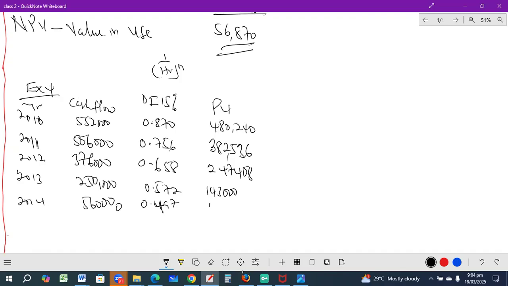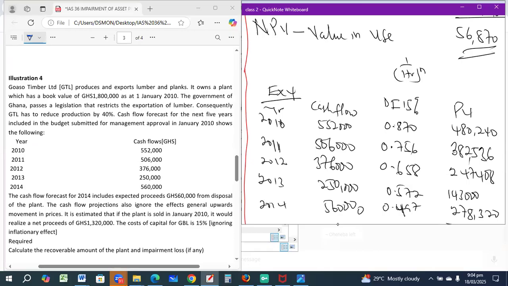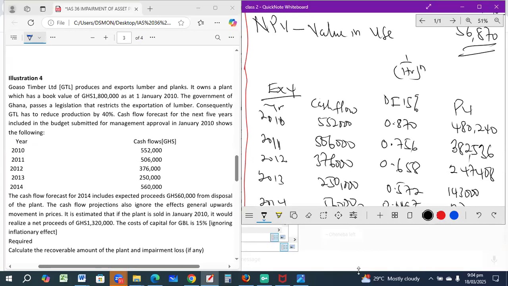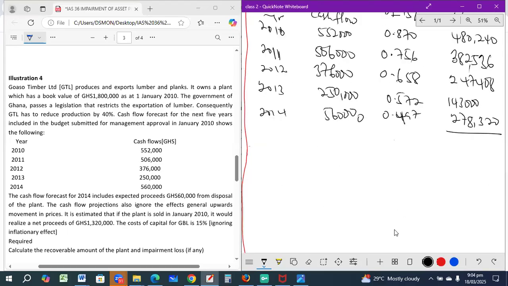Okay, so we add from the top to the down. What is the final answer? It's 1,531,504. So this is the value in use. Then they gave us the net realizable value to be what? 1,320,123.